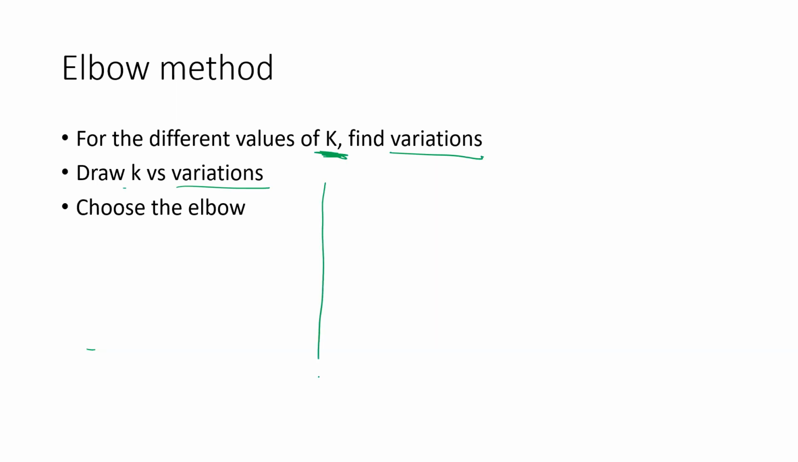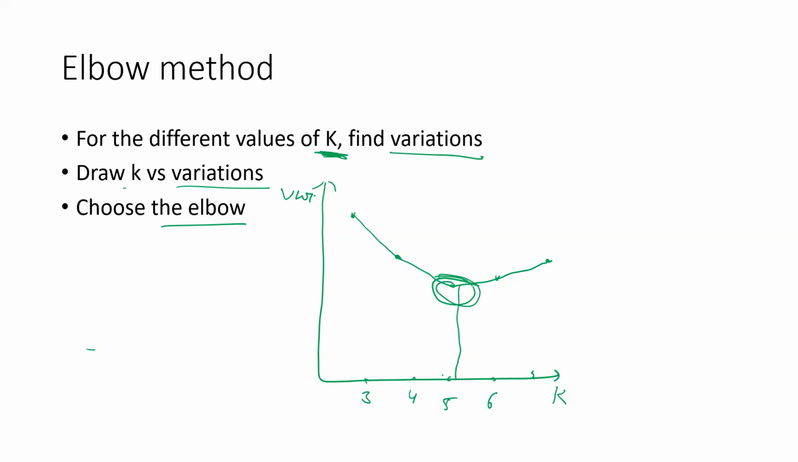So you will have something like this structure. You have k here, you have variation here. Let's say you have chosen k as 3, 4, 5, 6. For these k values, you have found the variations. For 3 it is coming like this, for 4 like this, for 5 like this, 6 like this, 7 like this. Something like this, you have a structure and you choose the elbow. This elbow is coming at 5, so I will choose k equal to 5. So this is called the elbow method. On the x-axis is k and on the y-axis is variation, that is the distance within the clusters.